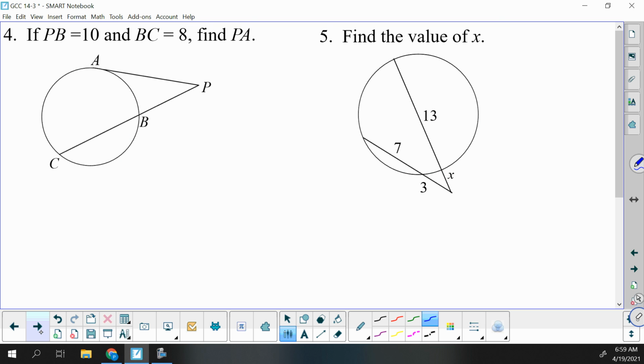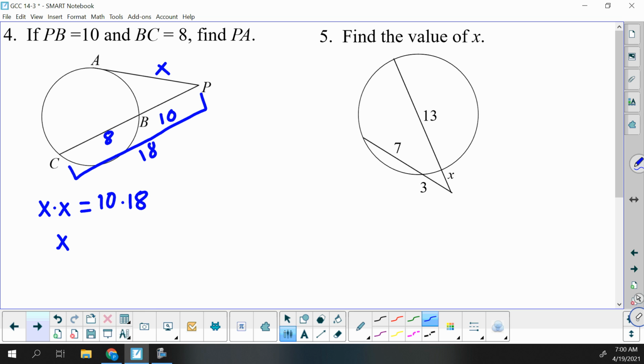Moving over to page 16. We'll label what we know. We've got PB is 10, BC is 8. We want to find PA. Well, we're going to need the whole, so let's also label the whole 18. So if we do outside on top, it's x, times the whole, which is x, equals on the bottom our outside, which is 10, times the whole, which is 18.